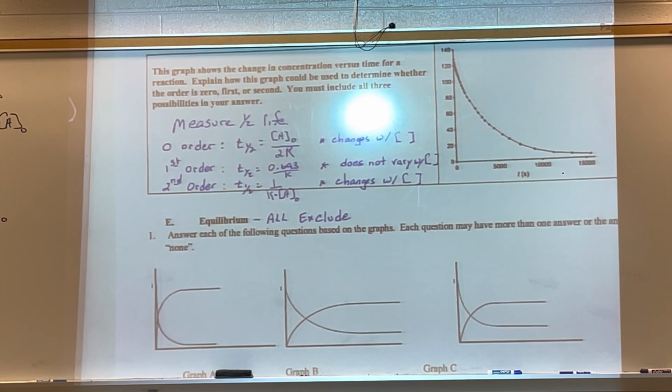Now, in years past, I had them exclude this next section, but we'll just look at it quickly. I have never seen graphs like this on the AP test. Does everybody have the half-life stuff copied down? I'm waiting. So, which one would that be?